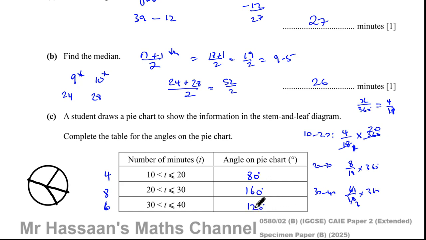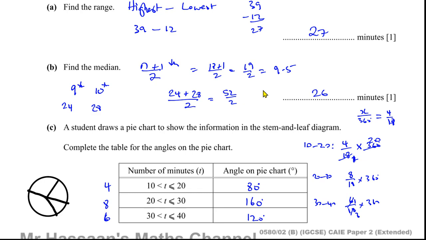And we have to make sure they add up to 360. That's 80 plus 120 is 200. 200 plus 160 is 360. So it looks like we've got the right answer, and there is the answer to part C of this question. So you're going to determine how much of the pie chart the particular category takes up in terms of its angle. Okay, so that completes this question from this paper.